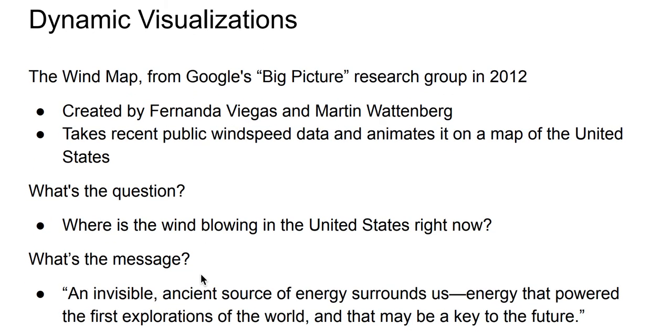Dynamic visualization, the wind map. You can see the wind map example from the discussion. It's from Google's Big Picture research group in 2012. What's the question? Where is the wind blowing in the United States right now? What's the message? An invisible, ancient source of energy surrounds us. Energy that powered the first explorations of the world and that may be a key to the future.